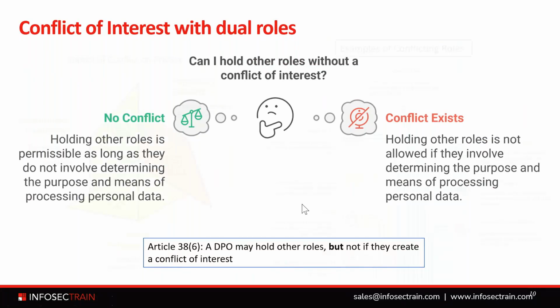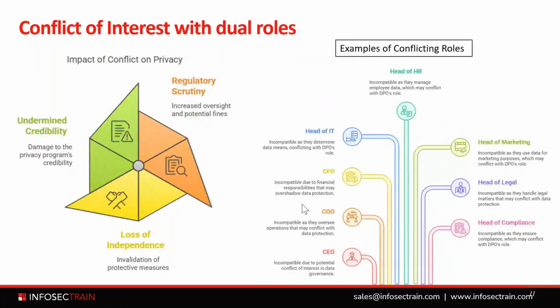All right. Apart from this, these are some of the examples of conflicting roles: head of marketing, legal, IT, CFO, CEO, almost all the C-suite level. You cannot operate as a DPO if you participate in some or the other decision making on personal data, right? That is the important thing that you need to keep in mind.